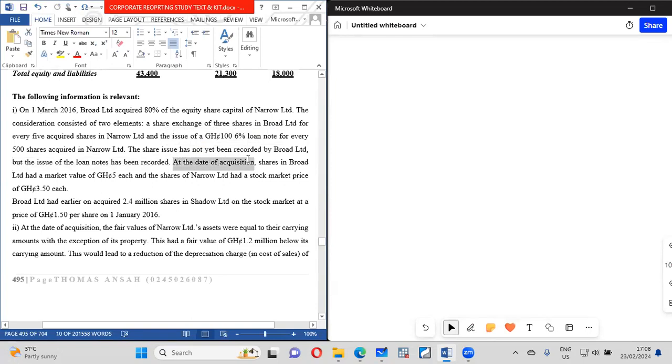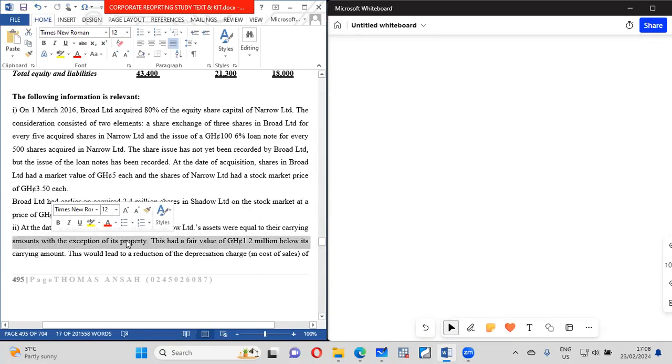At the date of acquisition, shares in Broad Limited had a market value of 5 CDs each, and shares in Narrow had a stock market price of 3 CDs each. Broad had earlier acquired 2.4 million shares in Narrow on the stock market at a price of 1.5 per share in January 2016. If this is January 2016 and it is up to June, that gives us 6 months.